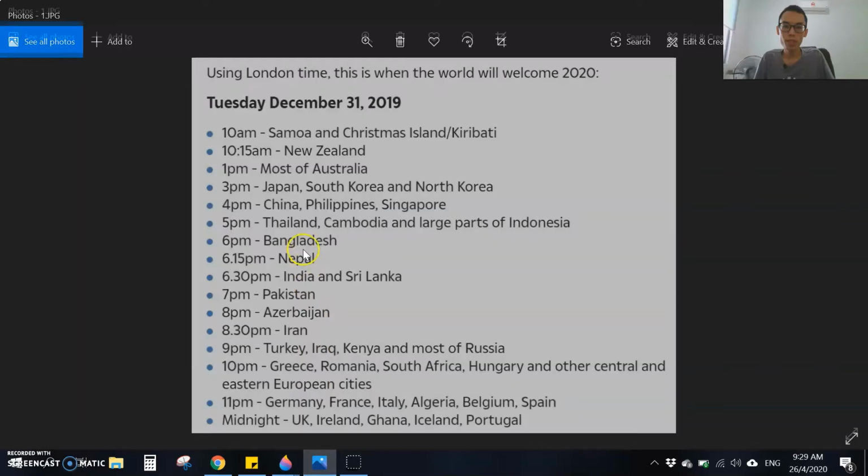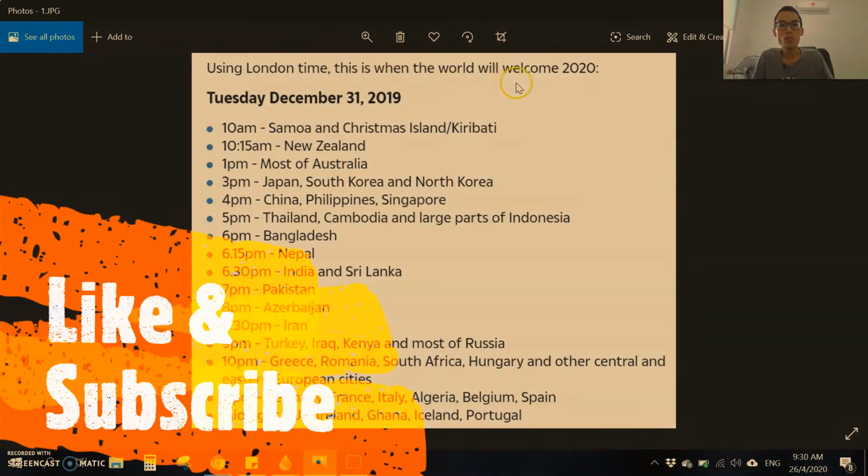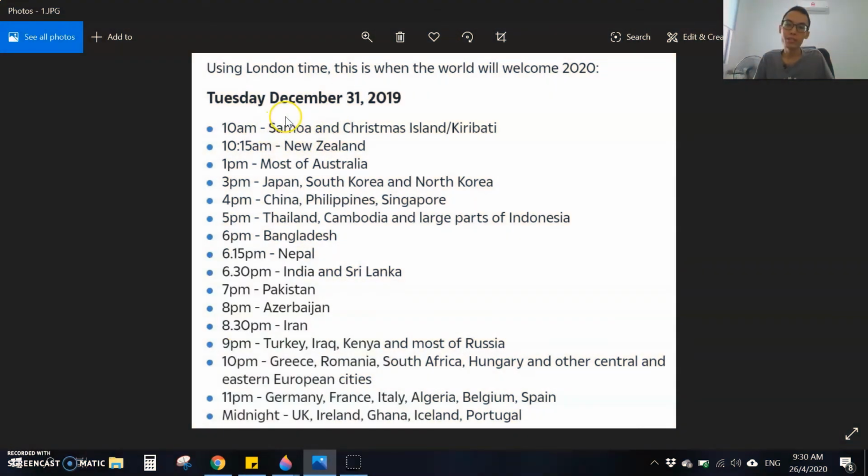So, okay, if we look at this image over here, this is using London time. This is when the world will welcome 2020. The first country to reach 1st of January, negara pertama yang meraihkan tahun baru ialah Samoa, Christmas Island, New Zealand, Australia. Maksudnya New Zealand akan menjadi antara negara yang pertama untuk meraihkan tahun baru.